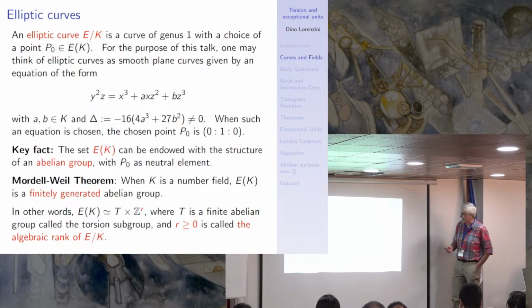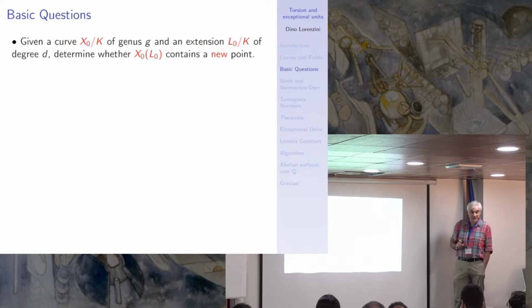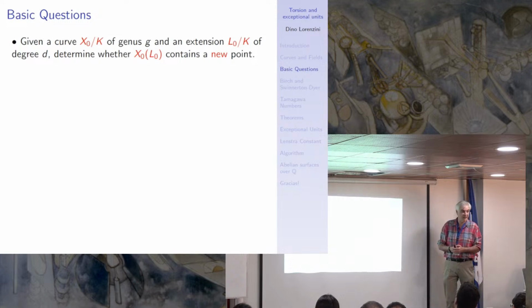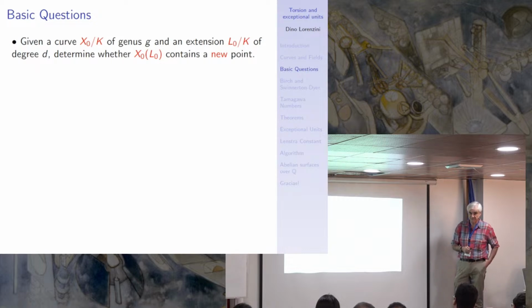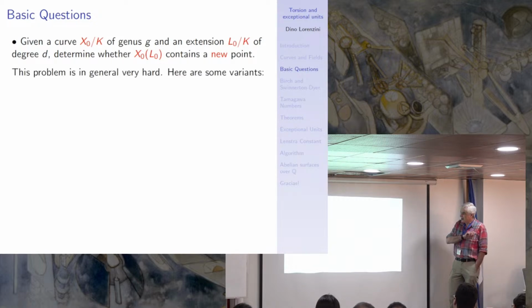All right, the basic question. The basic question in my talk is: you give yourself a curve X0 over K of a certain genus, you give yourself an extension L0 over K of a certain degree, and you want to determine whether X0(L0) contains a new point, so a point that does not exist over a smaller extension. Now everybody knows that this problem is too hard.